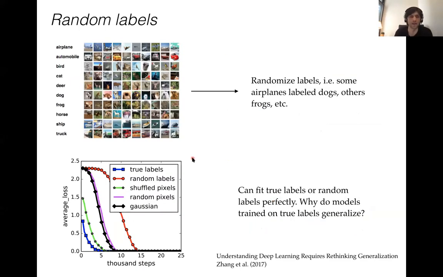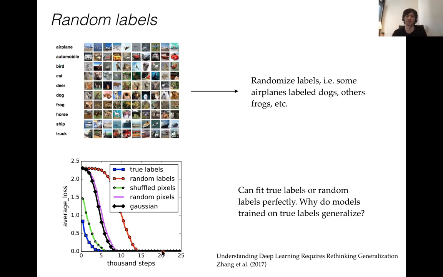Another phenomenon that was really a call to arms for the theory community a couple of years ago: they did a really interesting experiment where they took a data set and first took a neural network, trained it up, and found that if you train on the labels, so airplanes are labeled airplanes and ships are labeled ships and so on, you end up getting 0 error on the training set. And when you ask it about the test set, it performs very well.